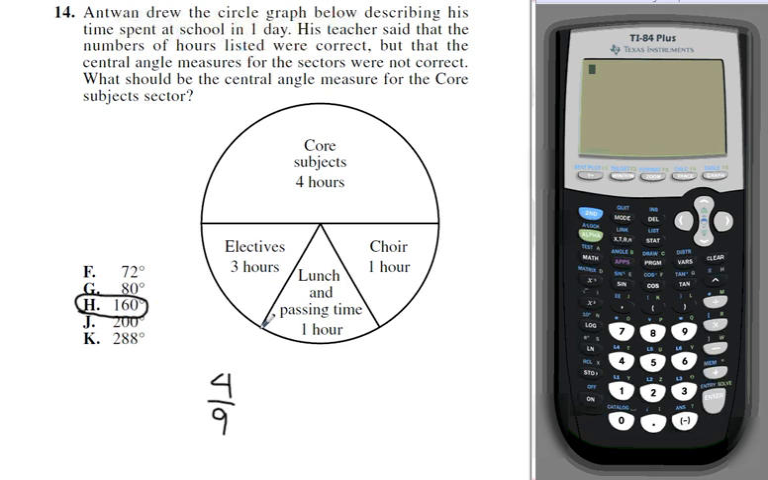But if you want to be a little bit more comfortable with your answer, if you want to see it calculated out, I'm going to multiply that by the number of degrees in the central angles of a circle, which is 360 degrees. So I do 4/9 times 360, and I get 160.